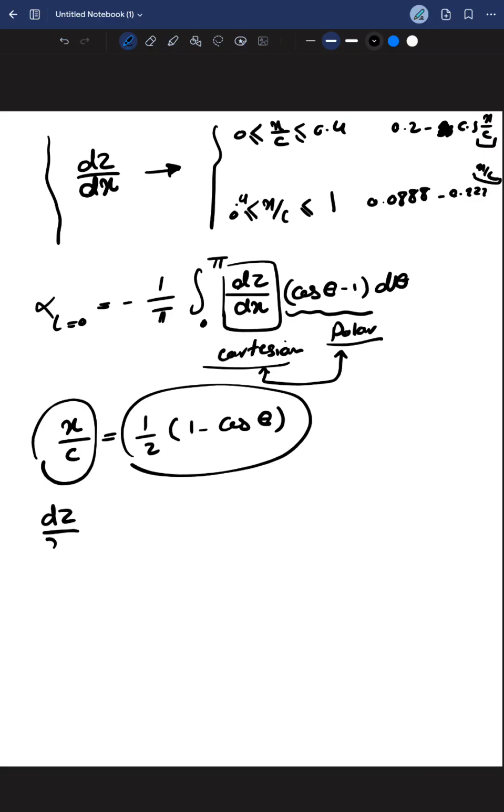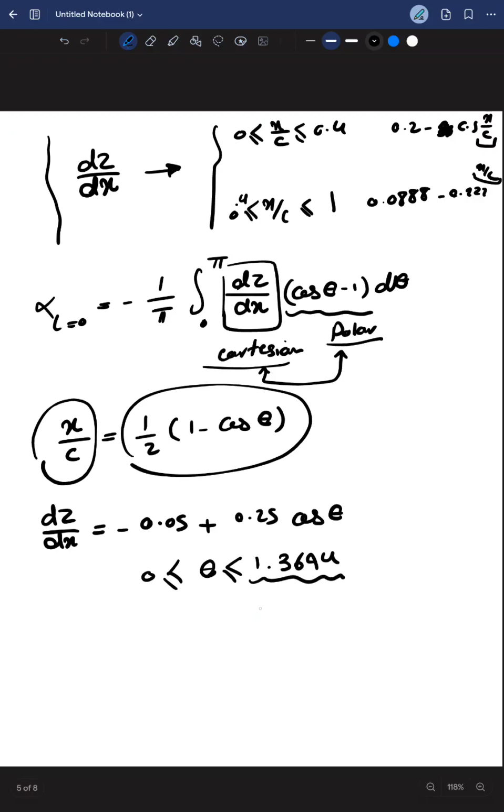dz/dx is equal to negative 0.05, and I'm writing the final equation here, plus 0.25 cosine of theta. This is for thetas that are between 0 and 1.3694. How did we get to this equation? In Cartesian coordinate system it is about 0.4. We just say x over c equals 1/2 (1 minus cosine of theta). That's it. And this is essentially our new theta.